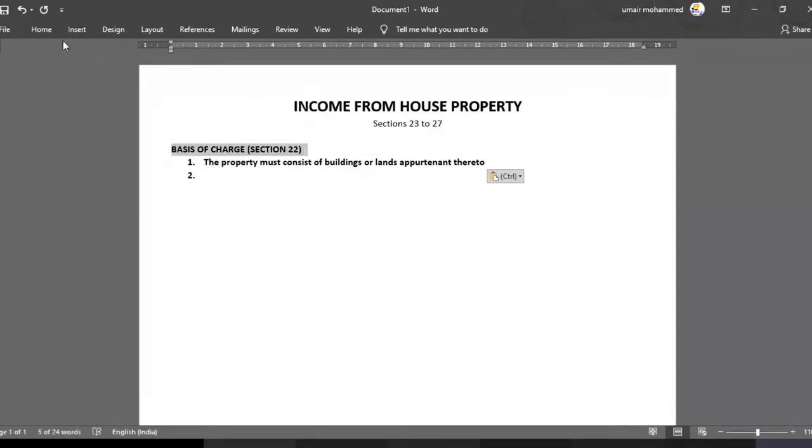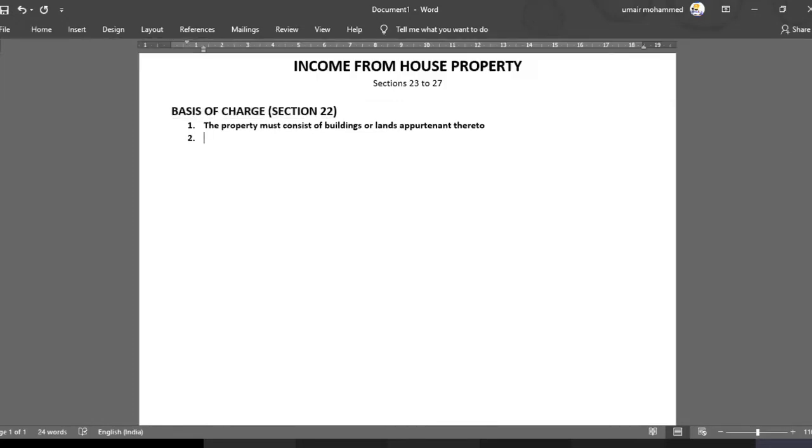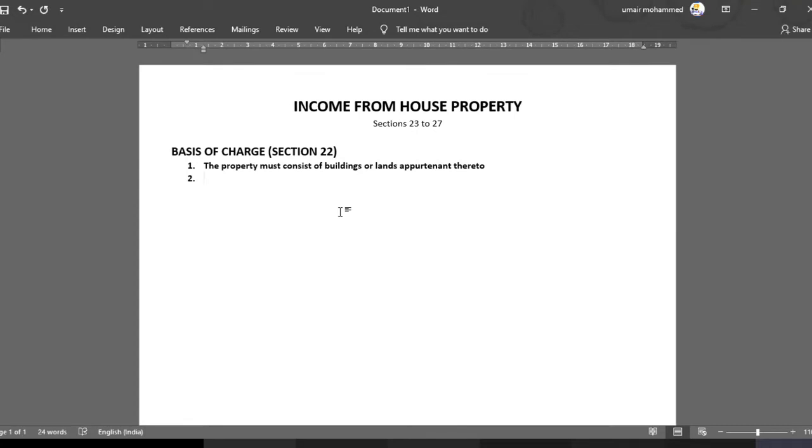When we say there should be a building, obviously in a vacant plot, there is no building as such. I gave you an example in which I said I have given my plot on rent to an apartment association to park their vehicles. But the first defining criteria itself says that in order to consider any transaction as house property, there should be a building. The property must consist of a building or buildings. In my example, I did not have any building as such. It was just a vacant plot of land.